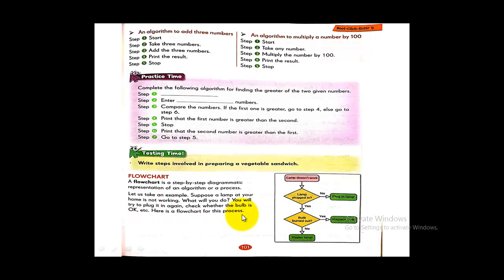Here is a flowchart for this process, the process was like that. Now it's very interesting about the algorithm and the flowchart also. It's very interesting if you listen carefully.